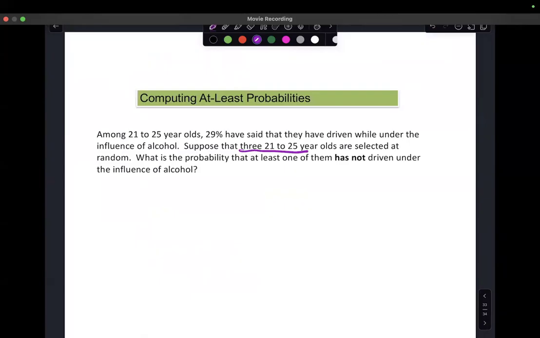Okay, so every time you see the words at least, you'll use the complement rule. The words at least are in here, and so we're going to use the complement rule. I always start by writing out what I'm looking for. We want to know the probability at least one has not. So at least one has not. That means it's the probability not all three have.